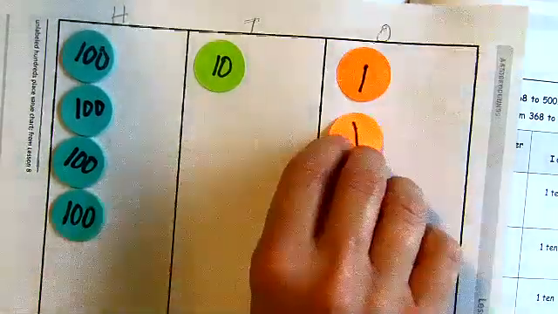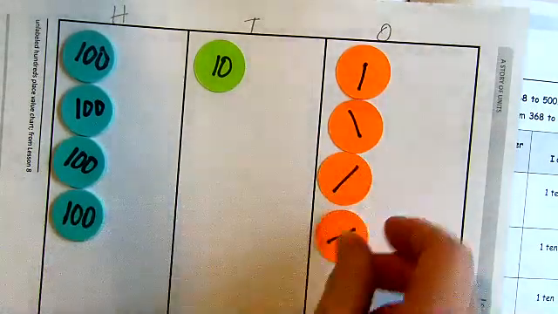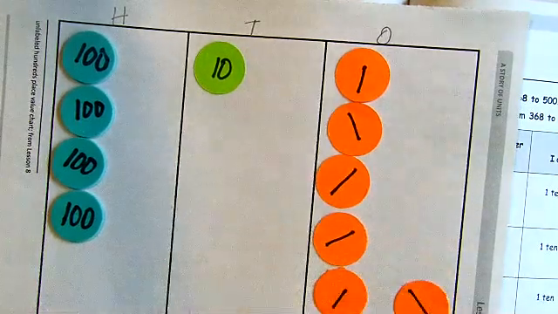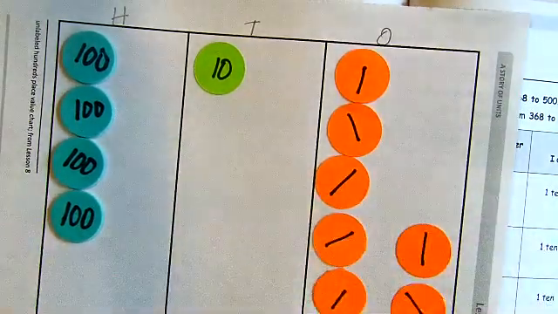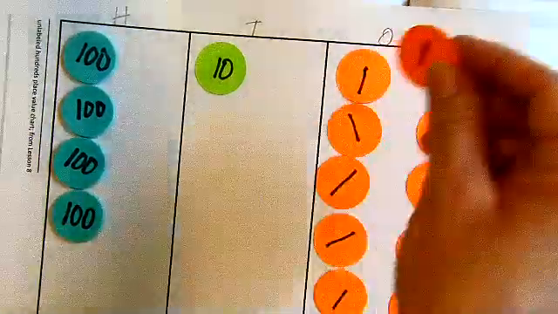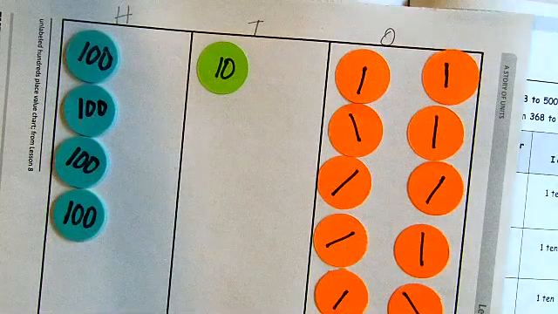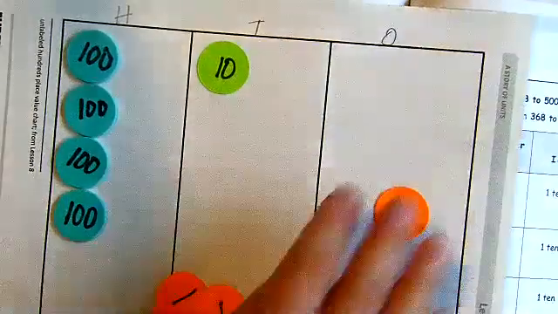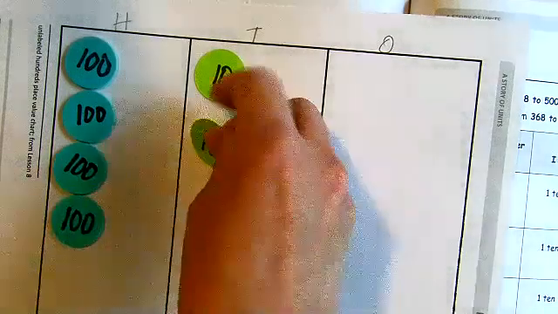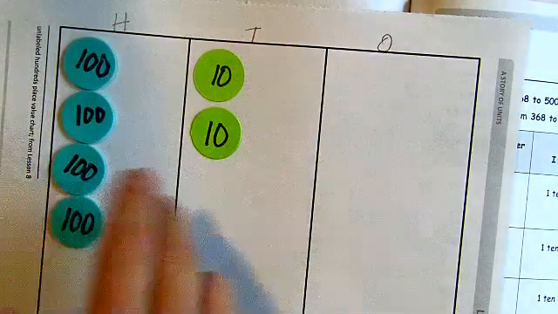411, 412, 413, 414, 415, 416, 417, 418, 419, 420. We have 10 again. We're going to change that out for a 10. Now we have 4 hundreds and 2 tens, which is 20.